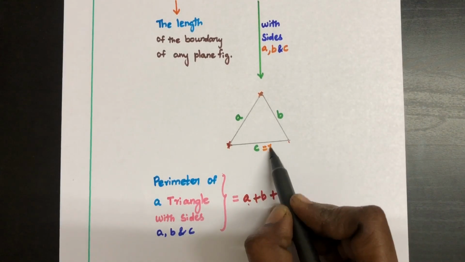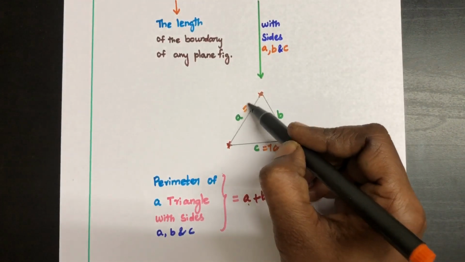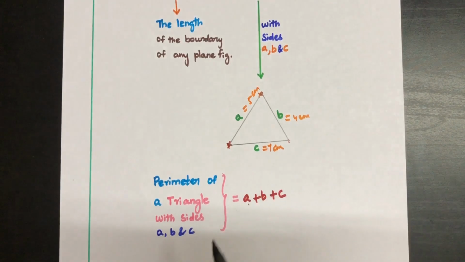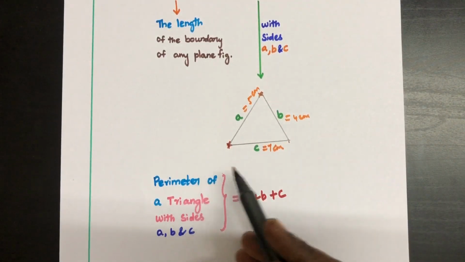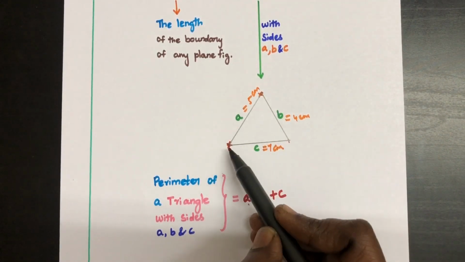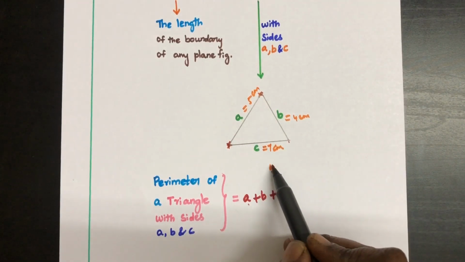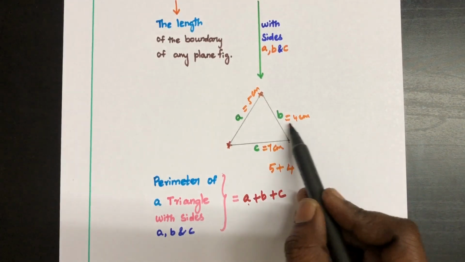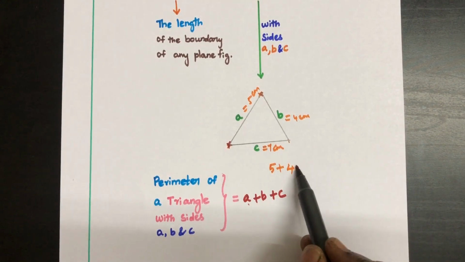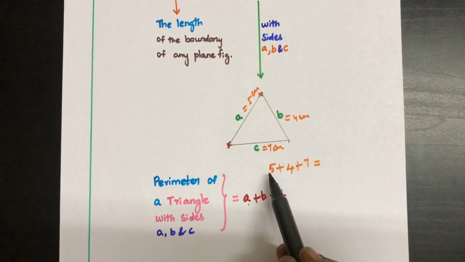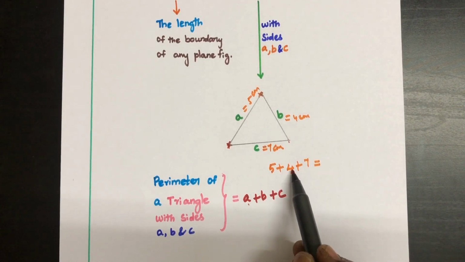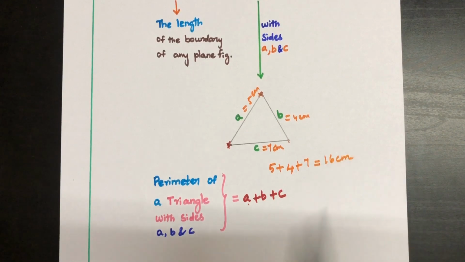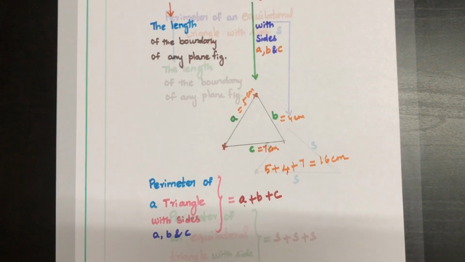Suppose this is 7 centimeter, this is 5 centimeter, and this B is 4 centimeter. How to find the perimeter for this triangle? It's very easy. Just add everything. From here to here it is 5 centimeter, plus this is 4 centimeter, plus from here to here it is 7 centimeter. 5 plus 4 is 9, 9 plus 7 is 16. 16 centimeter. That's all. Easy, right?